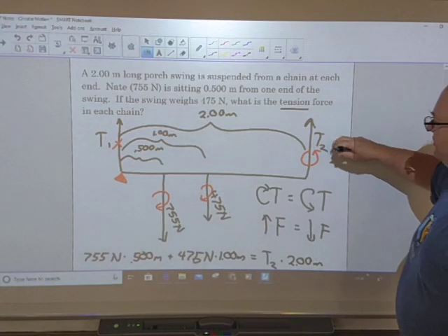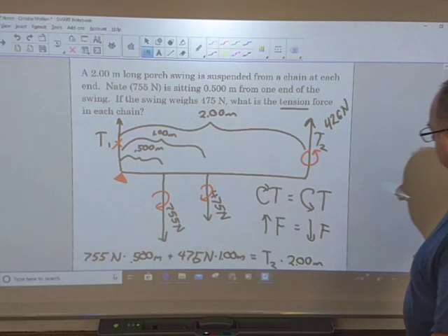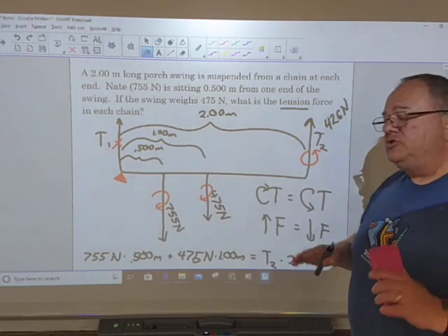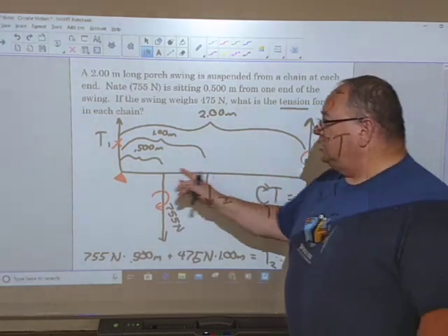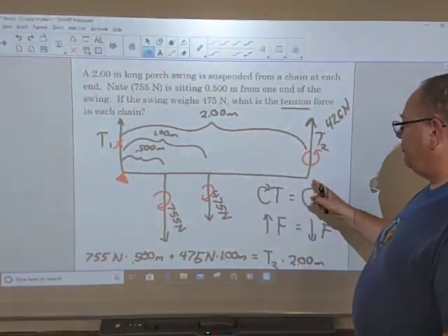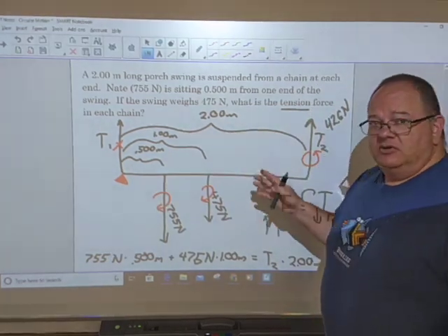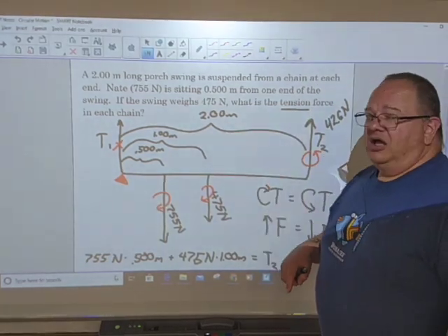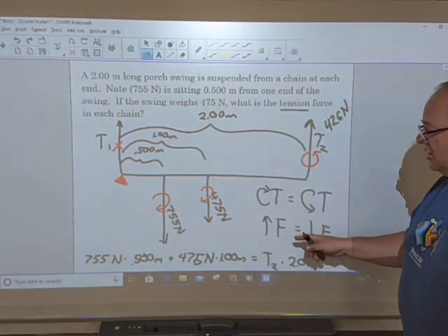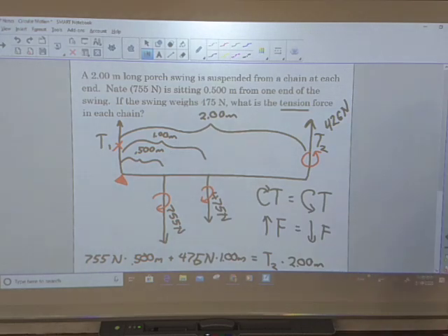Okay, so I just figured out this one was 426 newtons. Now, how can I get my other one? Now I have two options. One, I could literally now just imagine doing a new problem and assign my pivot point over here and then redo all my torques based on that and those distances. Or the simpler way is to use my second condition here. The upward forces equal the downward forces.